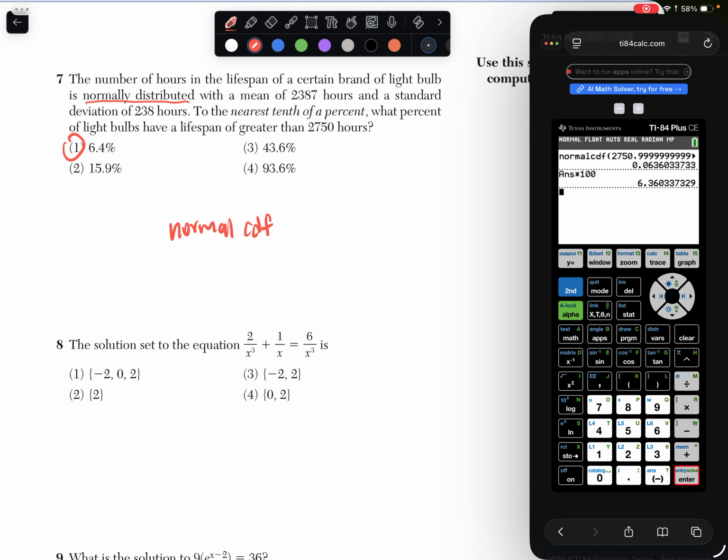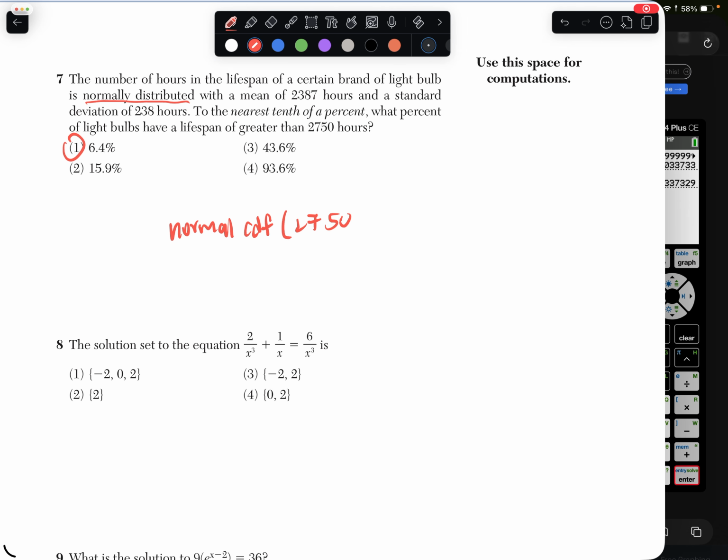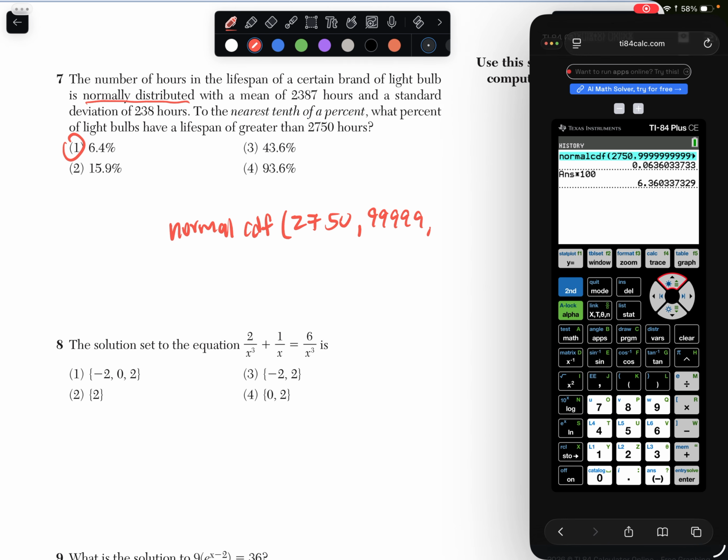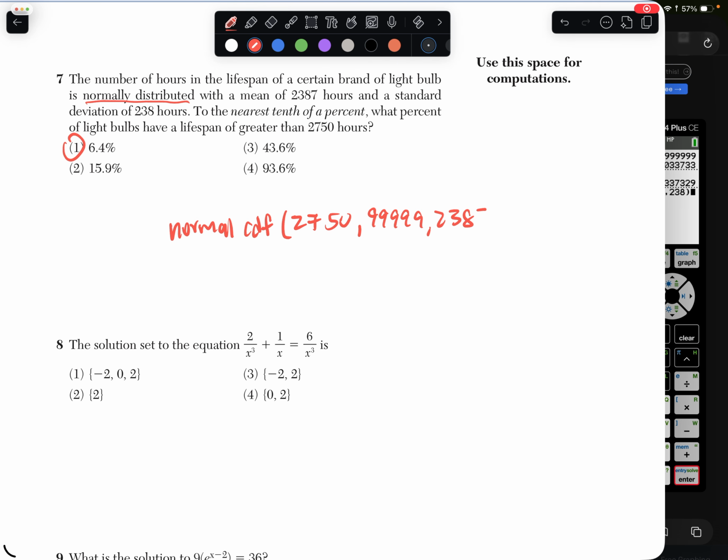Okay, all right. For this one, you would do normal CDF, 2750, and then some really big number, 9999, and then we have the mean, and then we have the standard deviation. So that's the order that you plug it in. Be able to recognize the symbol. So mu, that's going to be your mean, and then sigma is the standard deviation.